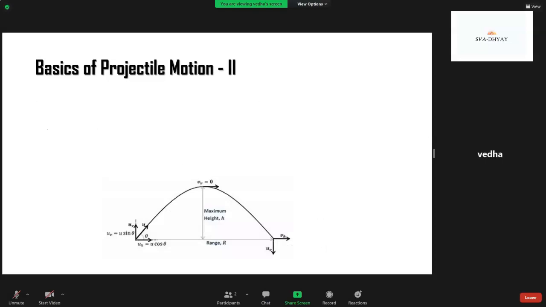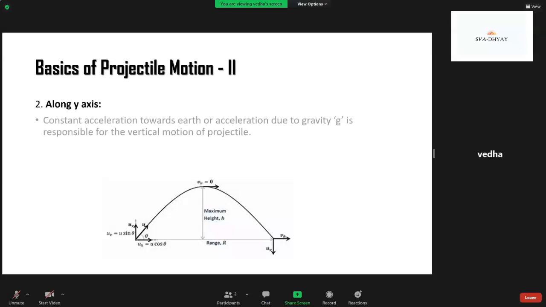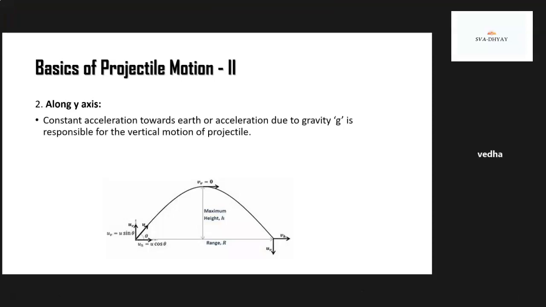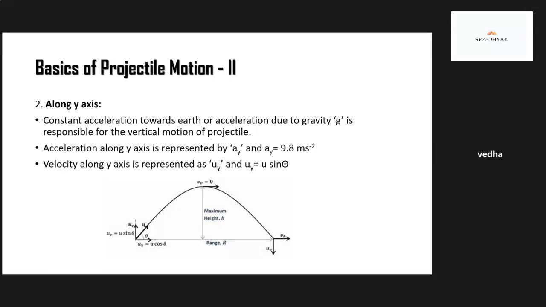Basics of projectile motion 2. Along y-axis, constant acceleration towards Earth or acceleration due to gravity g is responsible for vertical motion of projectile. Acceleration along y-axis is represented by ay, and ay is equal to 9.8 meter per second square. Velocity along y-axis is represented as uy, and uy is equal to u sin theta.